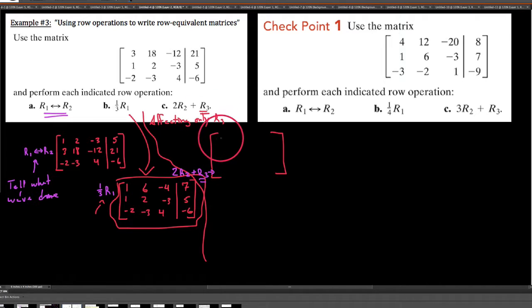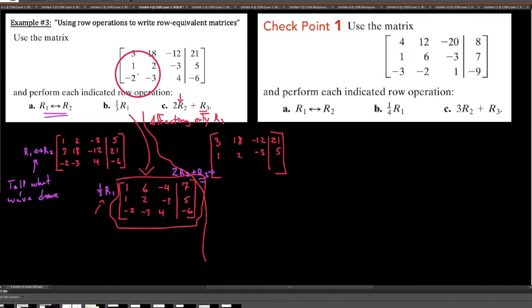So row 1, check this out, row 1 is still 3, 18, negative 12, and 21. Row 2, as a matter of fact, even though we used it to multiply by 2 and dump it onto row 3, is still going to stay the same: 1, 2, negative 3, and 5. But what we're going to do is mentally take everything in row 2 times 2 and add it to row 3.